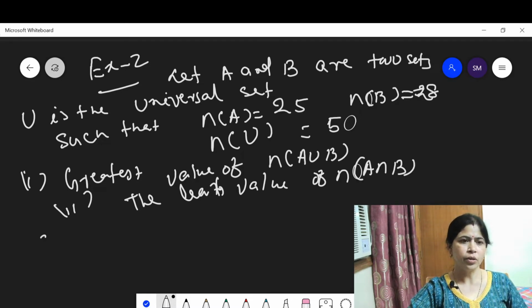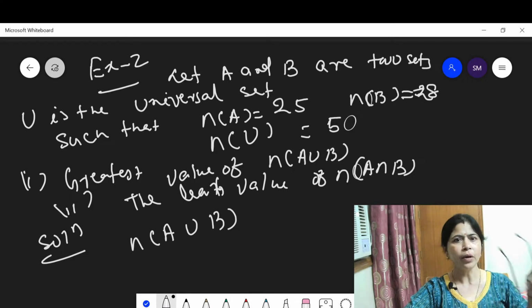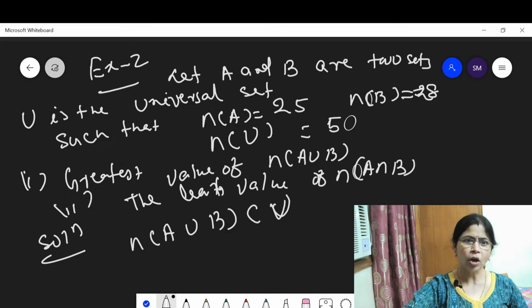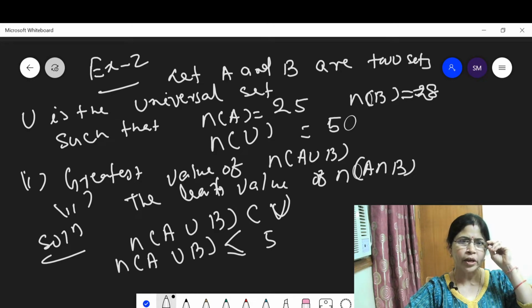Now let us solve. As you know, A union B is always a subset of the universal set. This means the number of elements present in A union B is always less than or equal to 50.